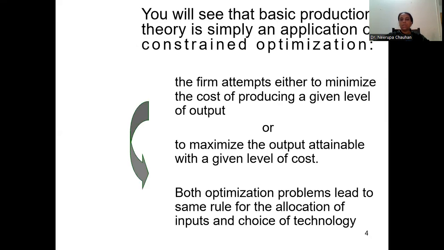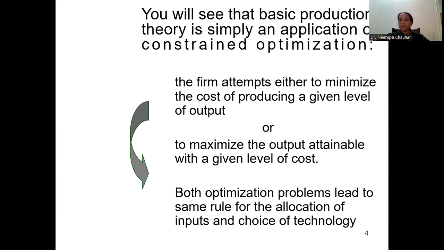So you will see that basic production theory is simply an application of constrained optimization. Now, what are the constraints of the optimization? Labor, capital, land, technology. These are the constrained inputs that we have. And we have to see the optimal usage so that the production can be increased.